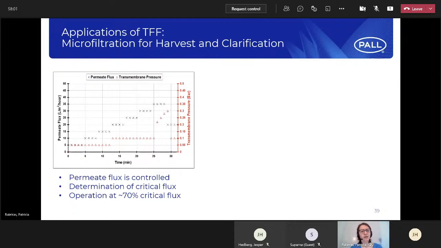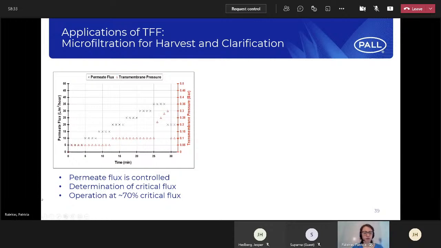This is a little bit different way to operate TFF as compared to ultrafiltration diafiltration, because instead of letting the TMP drive the process, you control the permeate flow, which you don't do in ultrafiltration diafiltration. So in this type of filtration, you determine the critical flux, that is to say, the permeate flux where the TMP doesn't become very stable.